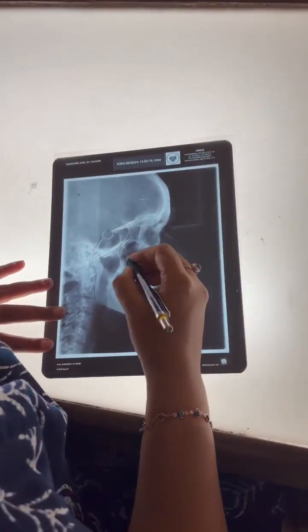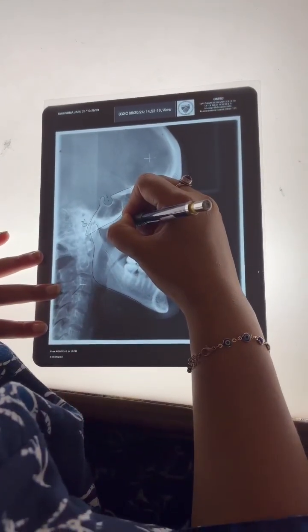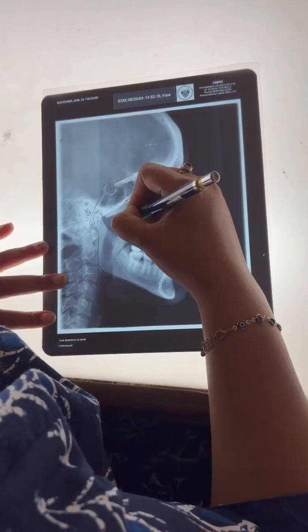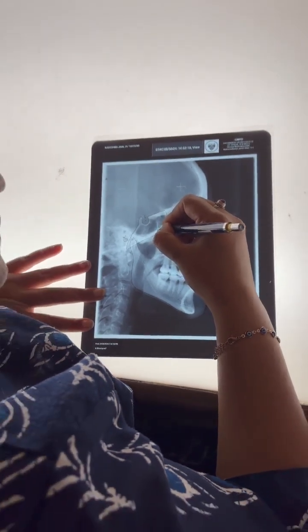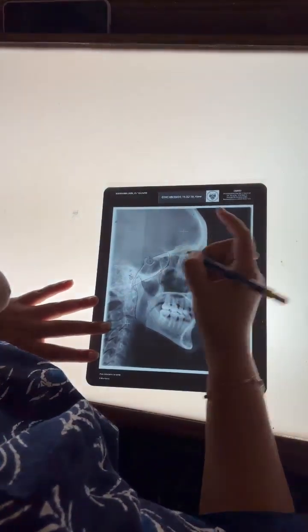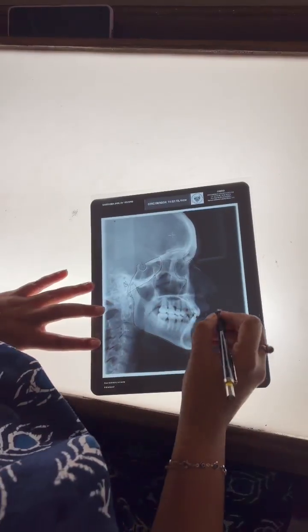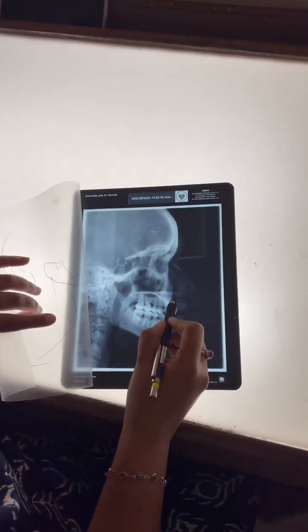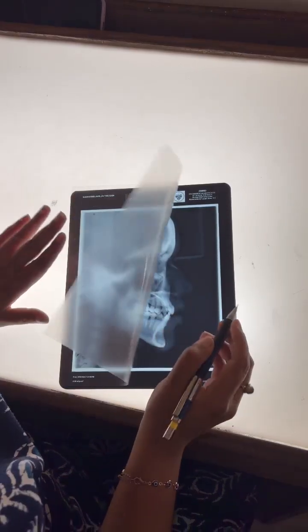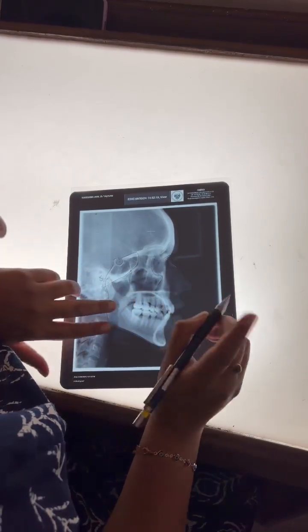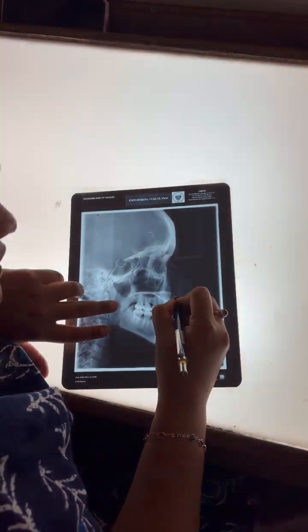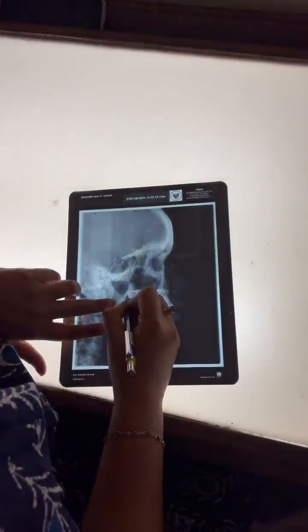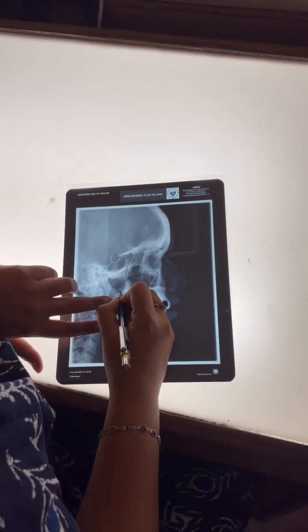Okay. Then we have, this is known as your pterygomaxillary suture, PTM. PTM is always marked at 11 o'clock position. Okay. Then this anterior part, can you see? This sharp bony protuberance. This becomes your anterior nasal spine, which is your ANS. Posteriorly it becomes your posterior nasal spine, PNS.